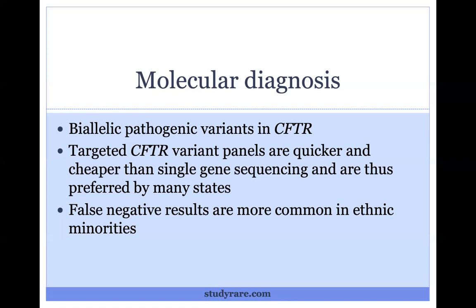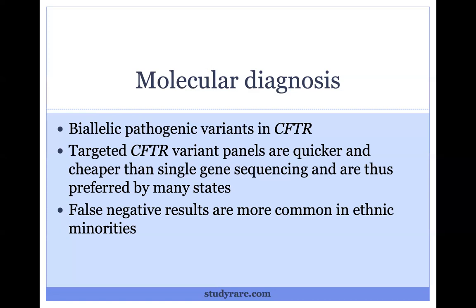And why would the states prefer to use these panels and not, say, single gene CFTR sequencing? Well, typically the panels are quicker and they're cheaper. So just in terms of throughput, if you're screening many babies, it's easier, it's better to have a test that comes back sooner and that costs the state less.